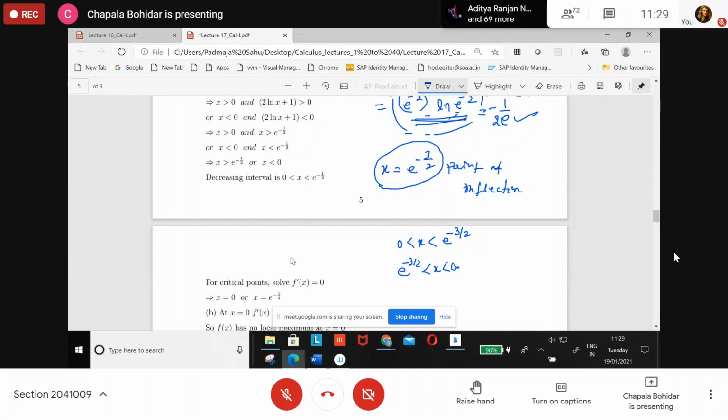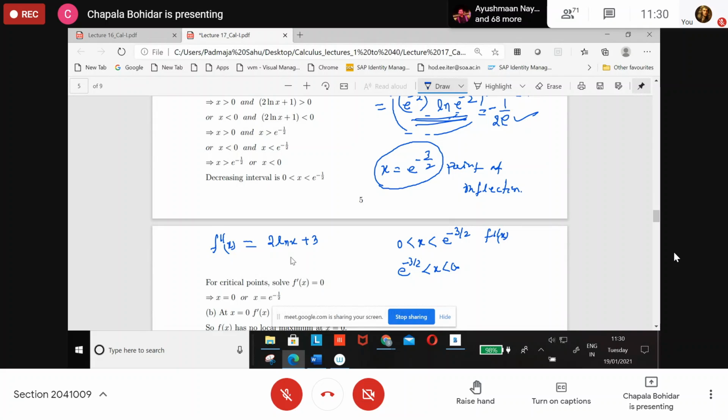Okay. So, what about your f double dash x? Here, first in the interval, is it greater than 0 or less than 0? What about f double dash x? What did you get? f double dash x is equal to, I'm writing here, no space here. f double dash x is equal to negative 2 ln x plus 3, you have written or not? Yes, ma'am.